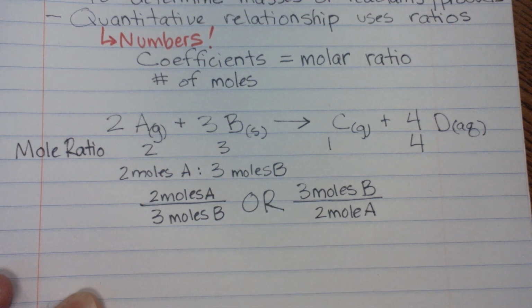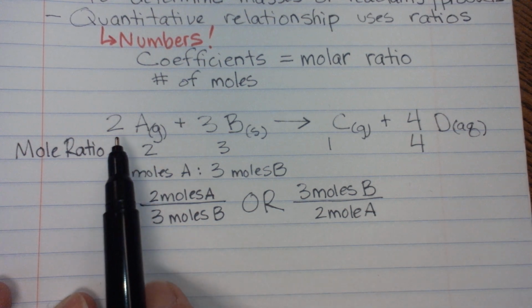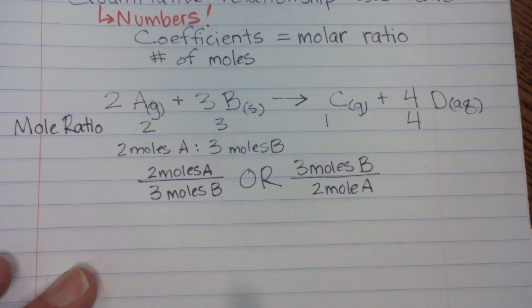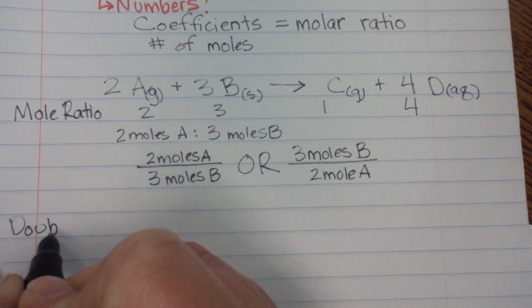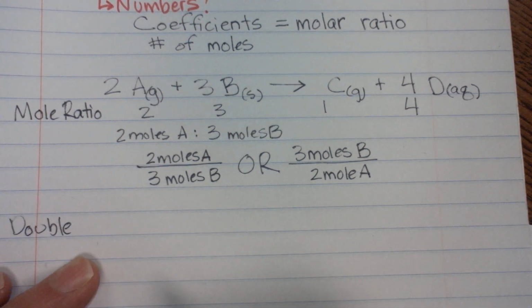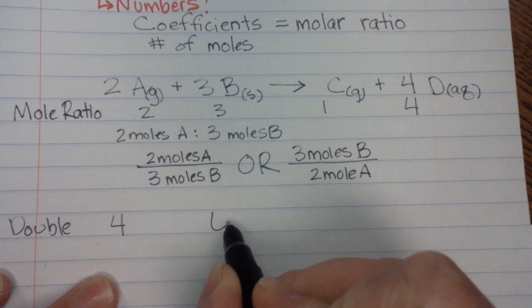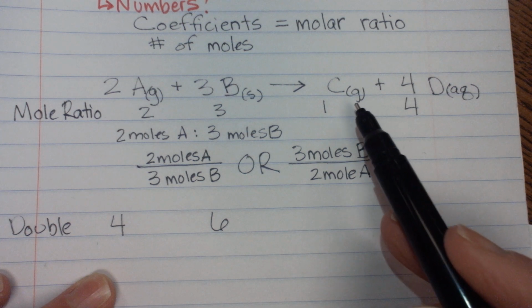Alright, so that's the first concept that we're going to look at in this idea. Now, like we said, life isn't always perfect. We don't always get 2 moles and 3 moles makes 1 mole and 4 moles. What if I double, just like a cooking recipe? What if I have 4 moles of A and 6 moles of B? How many moles of C will I come up with?